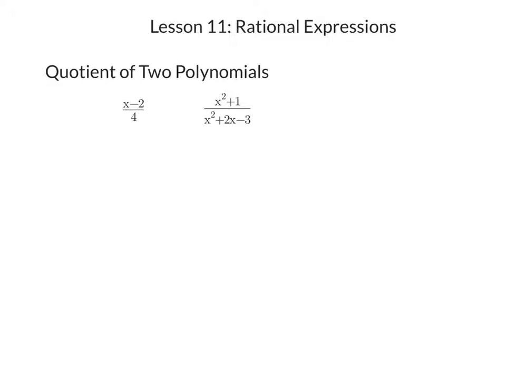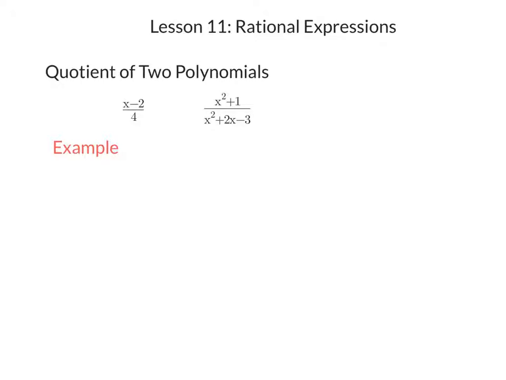Now, looking at our two examples, the first example, (x minus 2) over 4, the denominator is always 4, so there are no values for which this is not defined. However, the second expression, (x squared plus 1) over (x squared plus 2x minus 3), anytime that denominator is equal to 0, that rational expression is not defined.